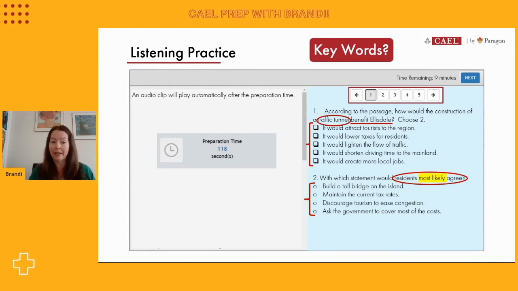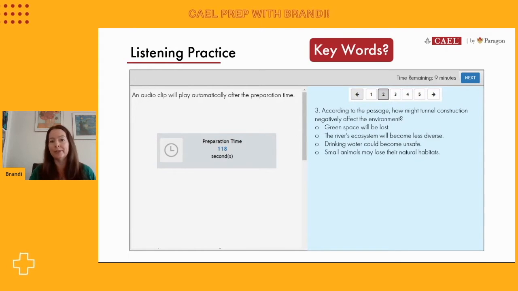So again, during the prep time, in this case, we've looked at the first two questions. So we would click on screen number 2 at the very top here, and you can see we're now on to question 3. Again, on a long listening passage for CAEL, you'd have around 11 questions. But today we're only going to do 3 practice questions, which is why we only see question number 3 here, and then that's it. So this question says, according to the passage, how might tunnel construction negatively affect the environment?